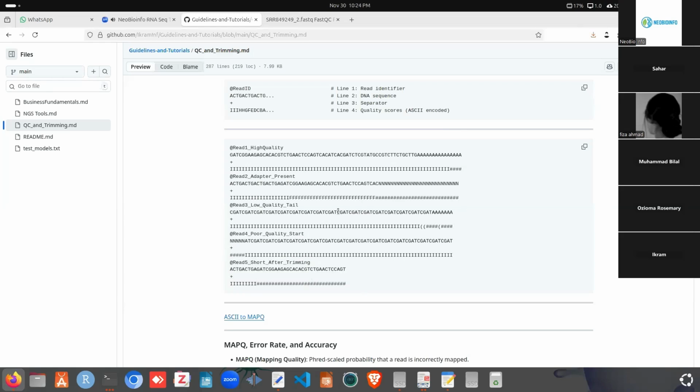So this is how, if we look at the FastQ file, what we can see actually: we can see the poly A tail or poly G tail. We can see the low quality scores, or if there are any N bases.